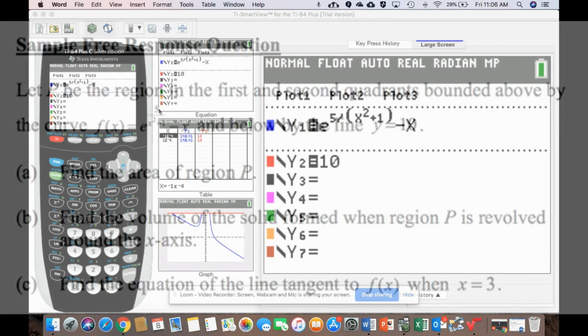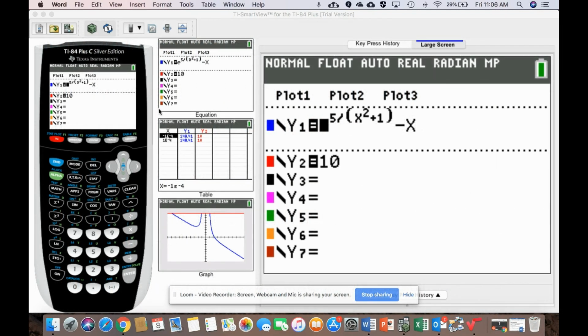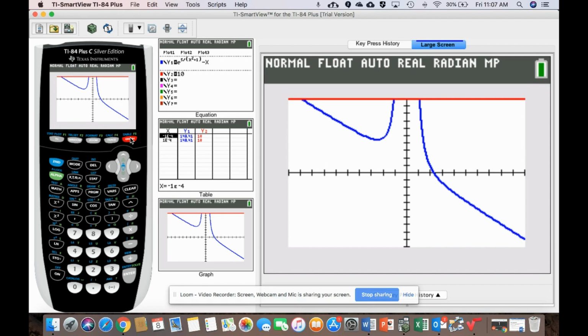The question started off by telling us that the region P is bounded above by this curve and below by the line y equals 10 in the first and second quadrants. Obviously students are going to put this in and graph it, and this is what they will see. At first glance, it looks almost obvious that there is some type of vertical asymptote at x equals 0. And a couple things here.